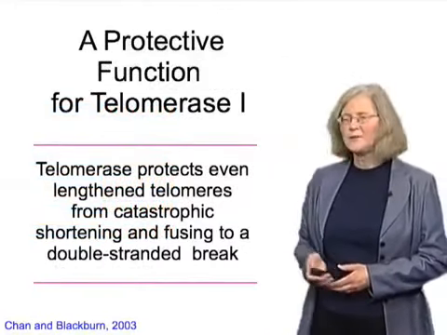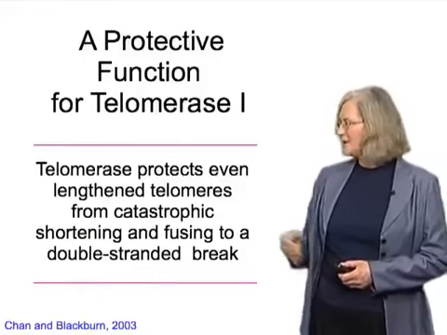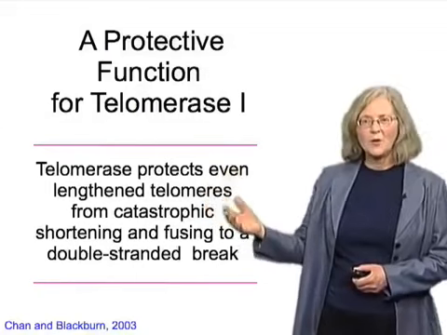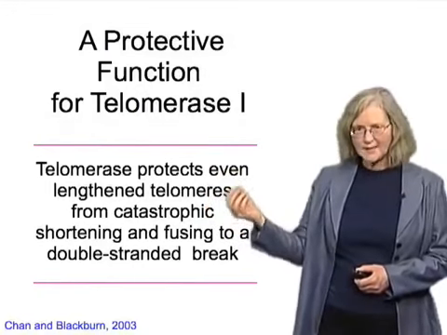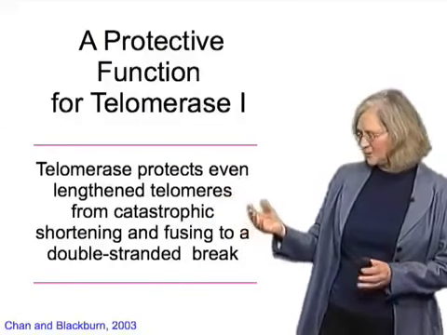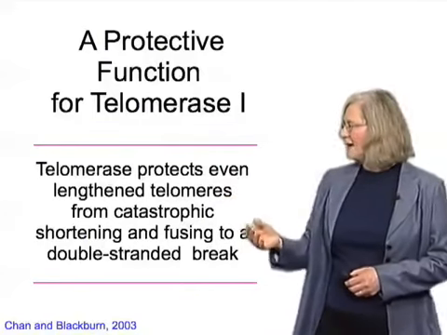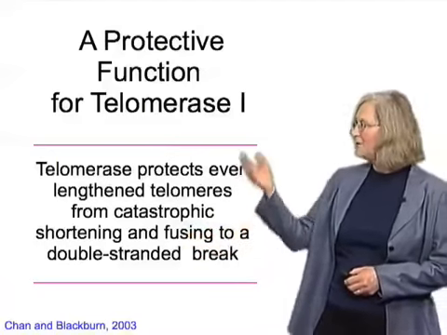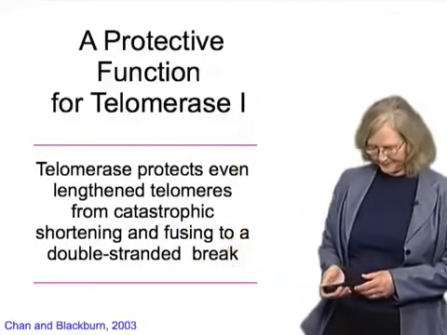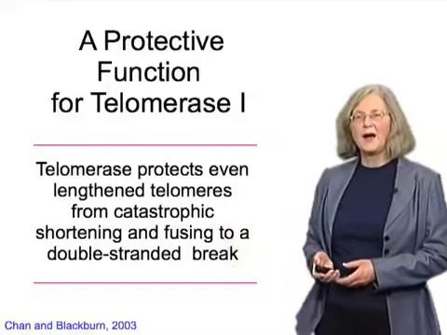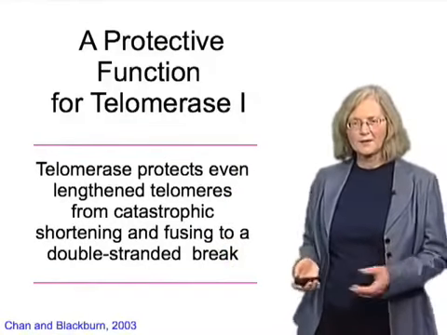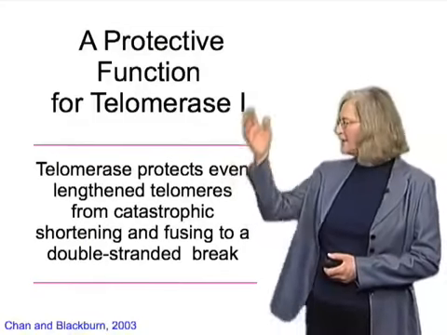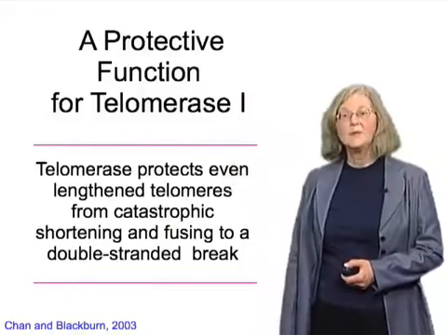So this is one piece of evidence that telomerase actually is protecting the ends of telomeres. Even when they're plenty long enough, telomerase itself seems to protect and sit at the ends of telomeres, is one interpretation, and it protects them from catastrophic shortening and fusioning to a double-strand break, even when telomeres are long. This doesn't happen in a high number of the cells, but it happens measurably. And so this protective function of telomerase is important.